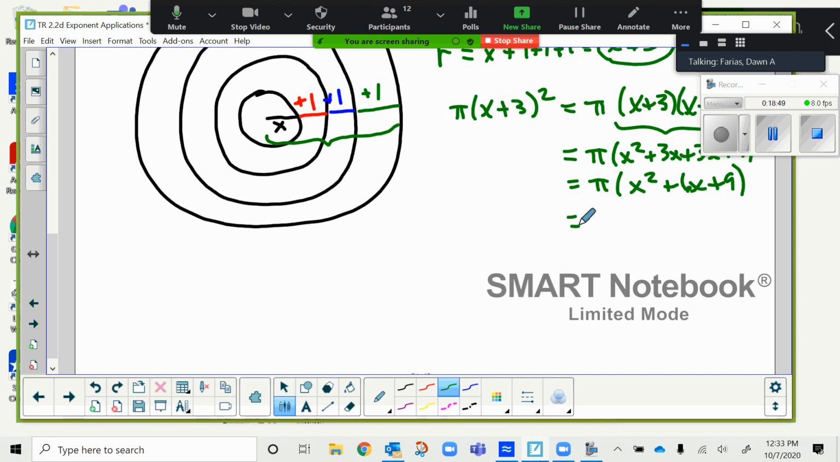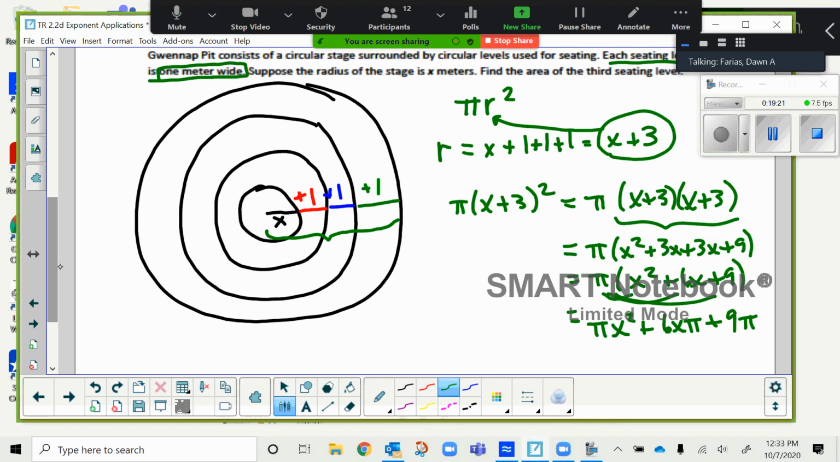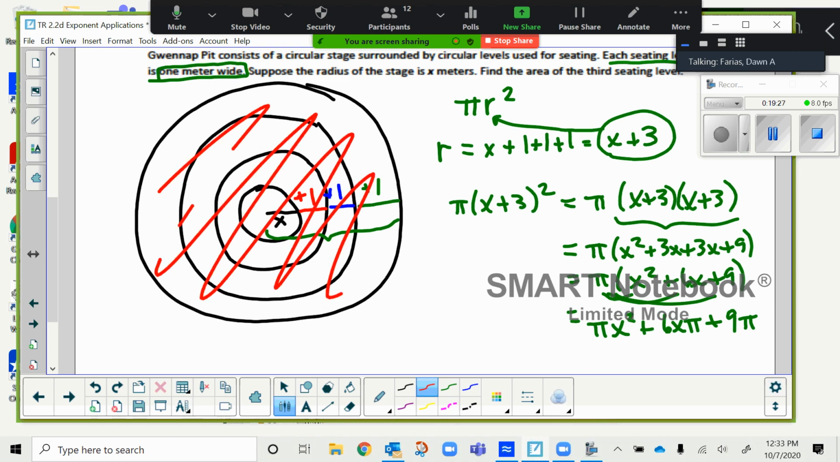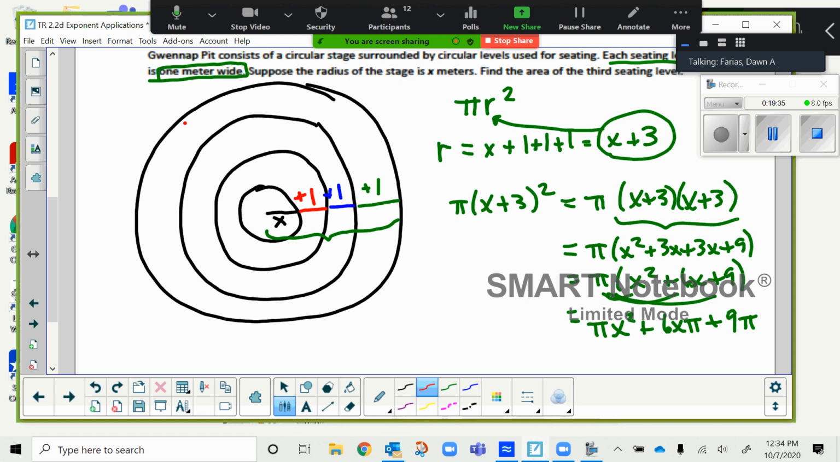So I have pi times x squared plus 6x plus 9. And then if you distribute that pi through, you'd have pi x squared plus 6x pi plus 9 pi. So who has that? Did you guys get that? So what that got us is actually the area of all of this stuff here. That's what an area of a circle is, but we really just want the area of the third seating, which is this stuff.